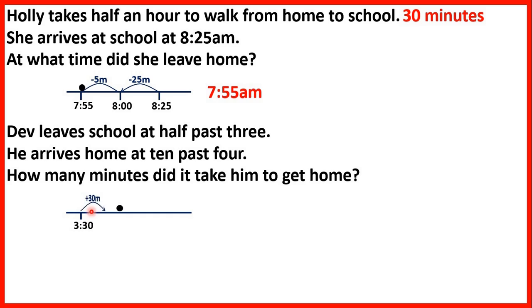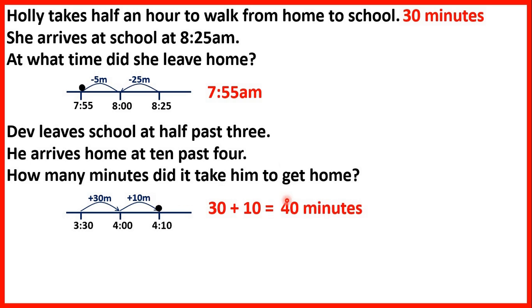Well, first, we can add 30 minutes to get to 4 o'clock, because 30 plus 30 is 60, and there are 60 minutes in an hour, so adding 30 minutes takes us to the next hour, takes us to 4 o'clock. But then we need to add another 10 minutes, because he arrives home at 4:10. So we can see that to get from 3:30 to 4:10, we added 30 minutes and then another 10 minutes, so that's 40 minutes altogether.